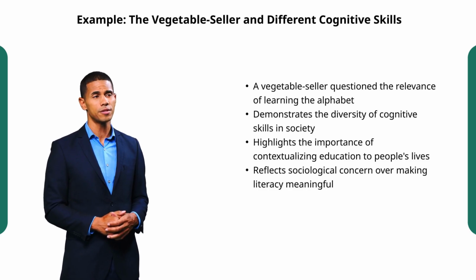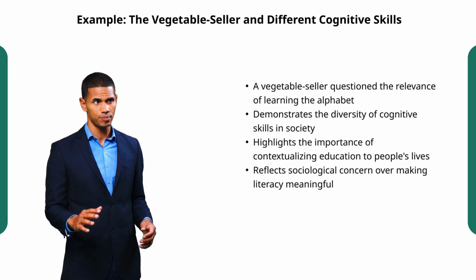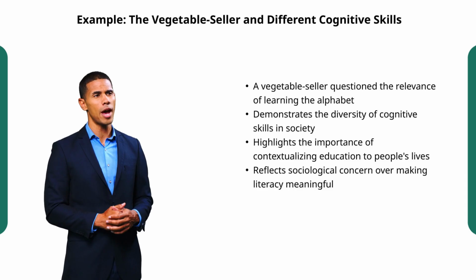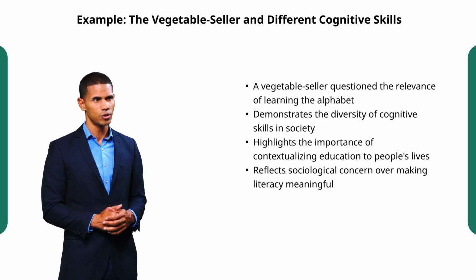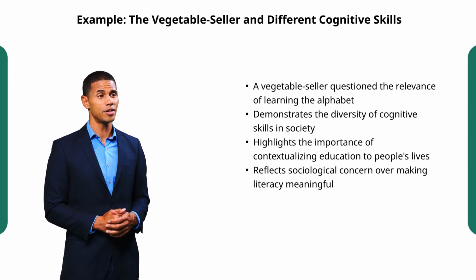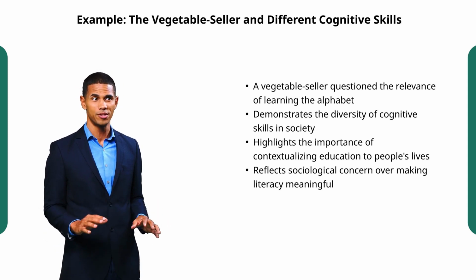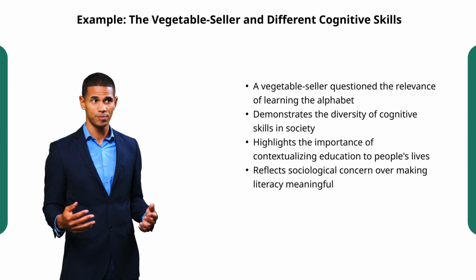Sociologists emphasize the need to make education relevant to people's everyday realities. For some, practical numeracy is far more useful than reading and writing texts. This example illustrates how understanding cognition requires recognizing the social context and diverse ways people engage with knowledge.